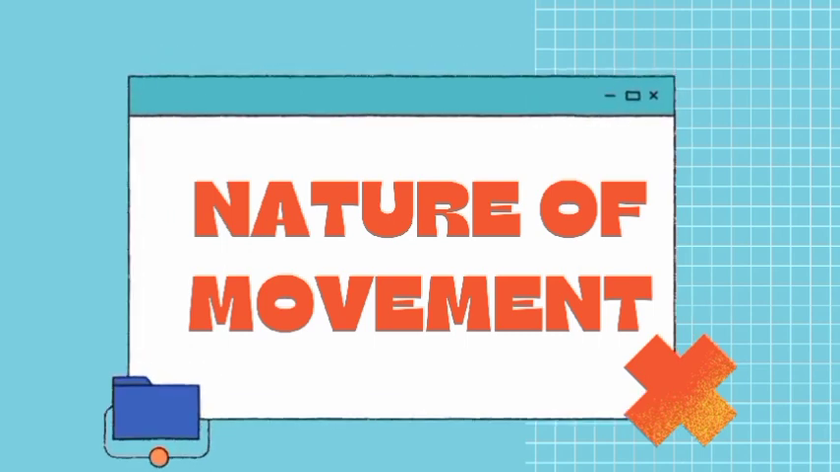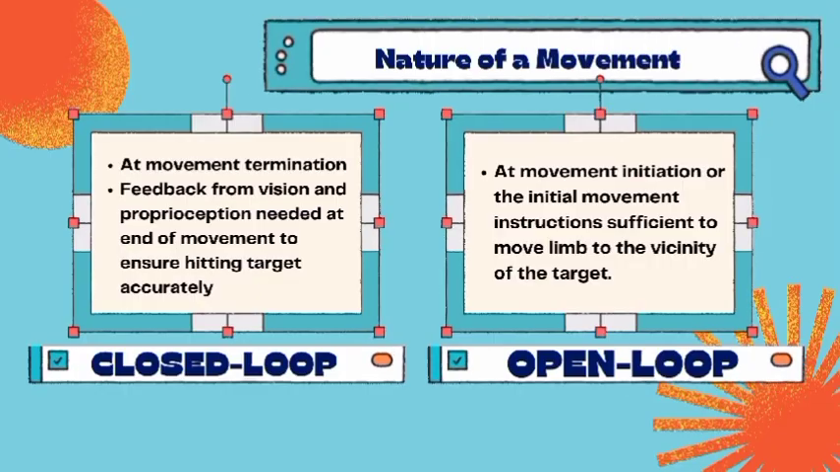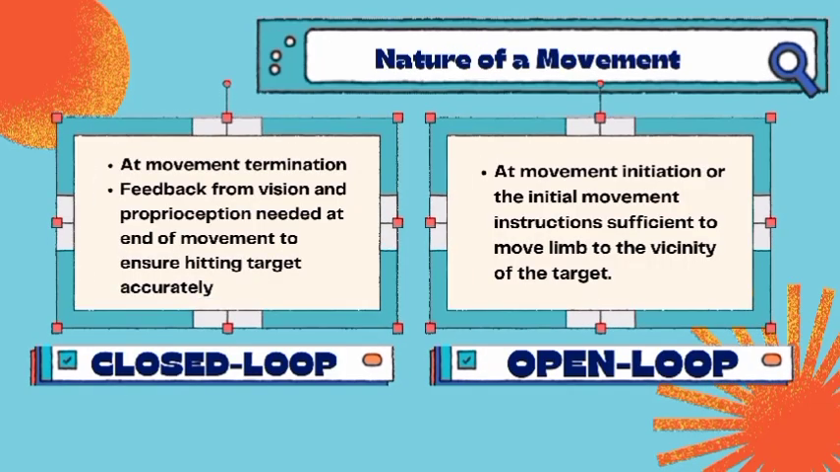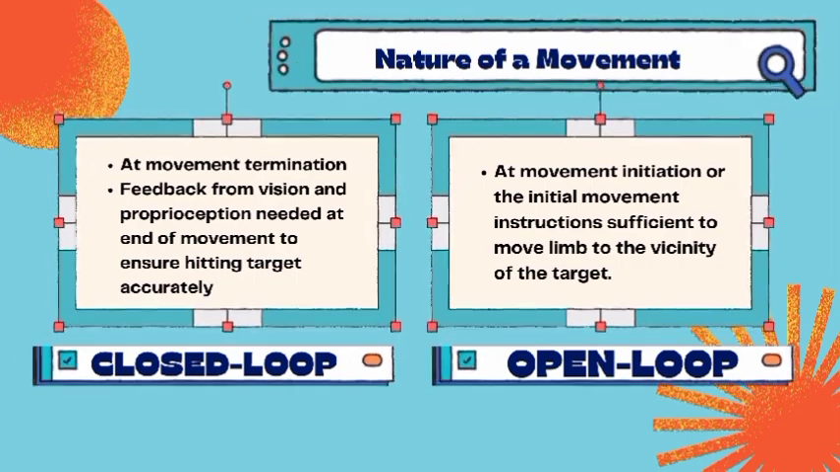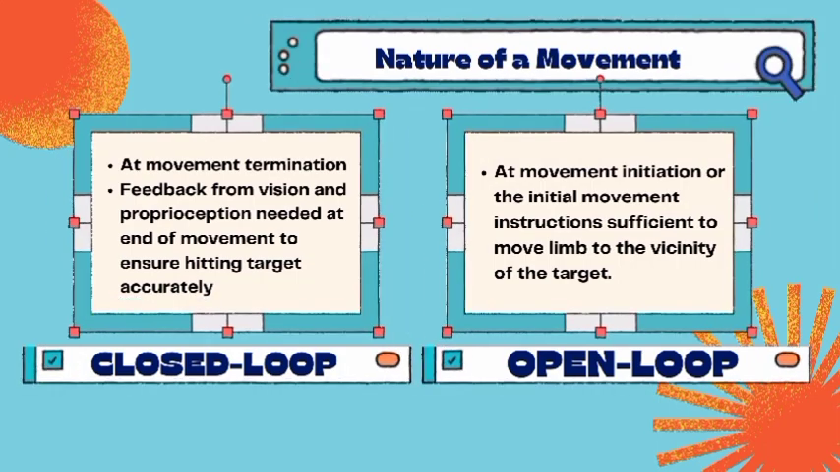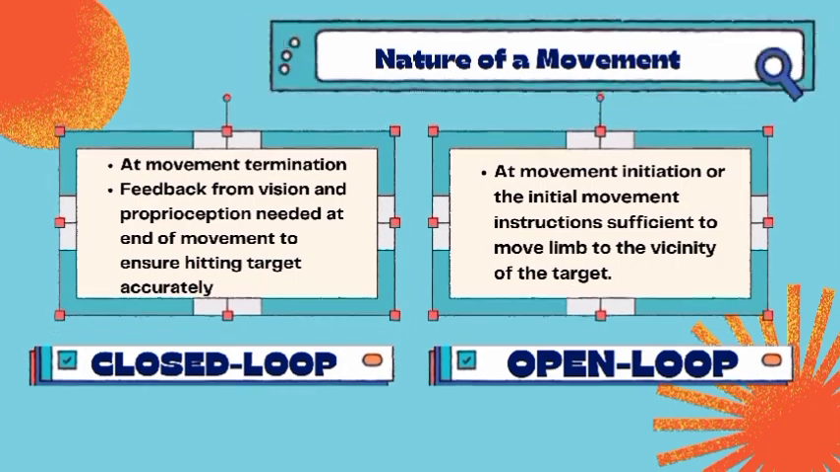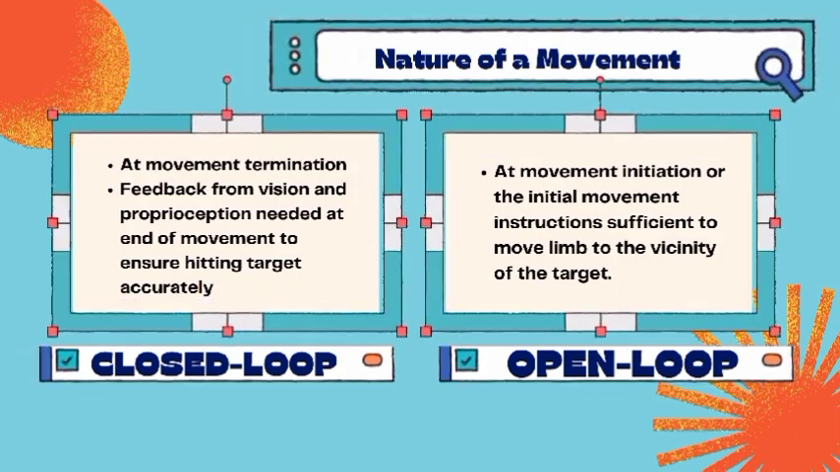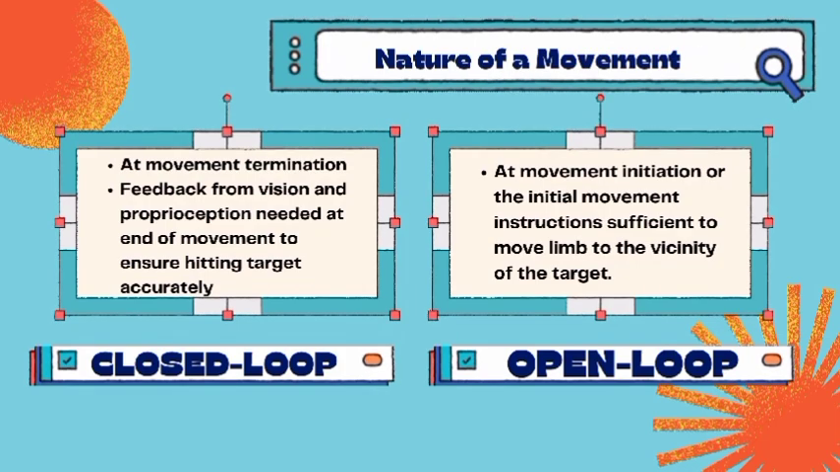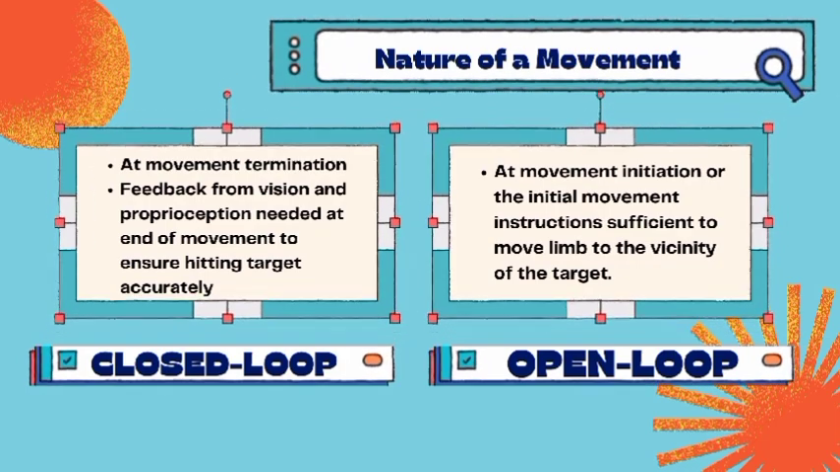And we have the nature of a movement. Number 1, closed loop. At movement termination, feedback from vision and proprioception is needed at the end of movement to ensure hitting the target accurately. And number 2, open loop. At movement initiation, the initial movement instructions are sufficient to move the limb to the vicinity of the target.